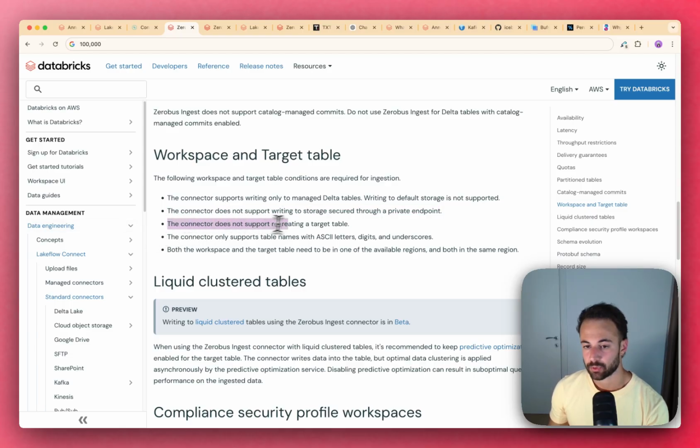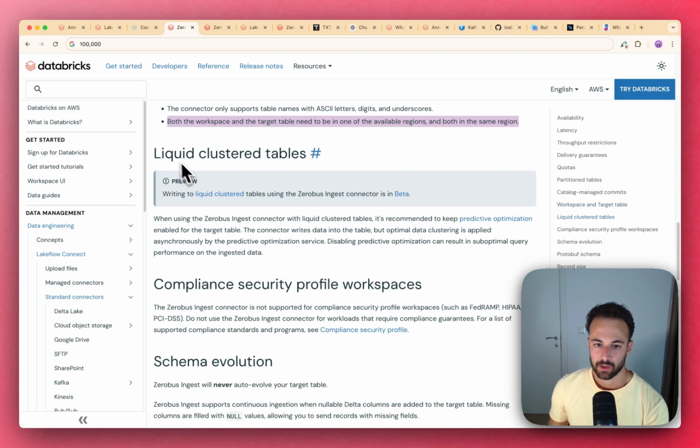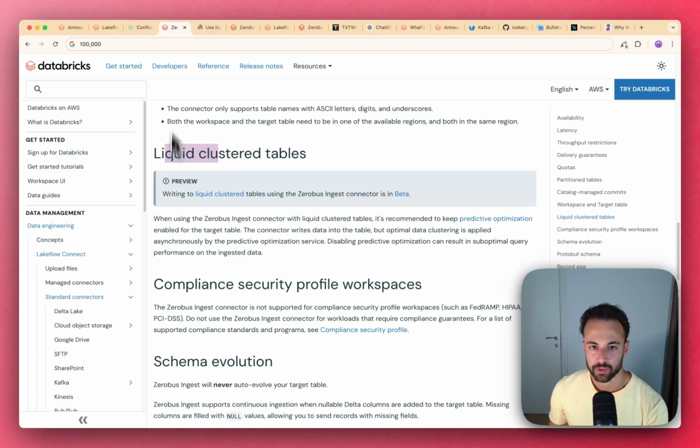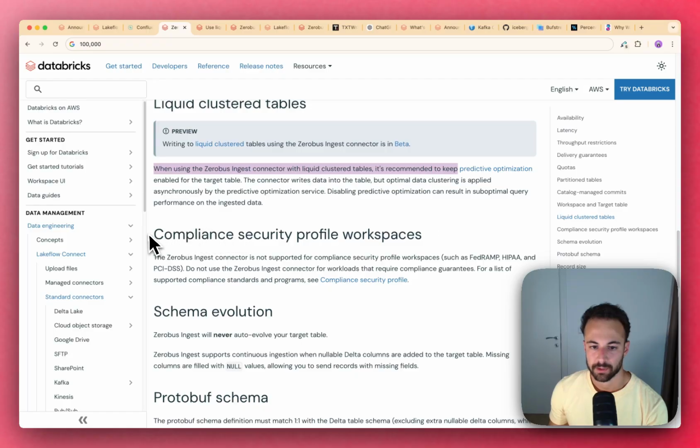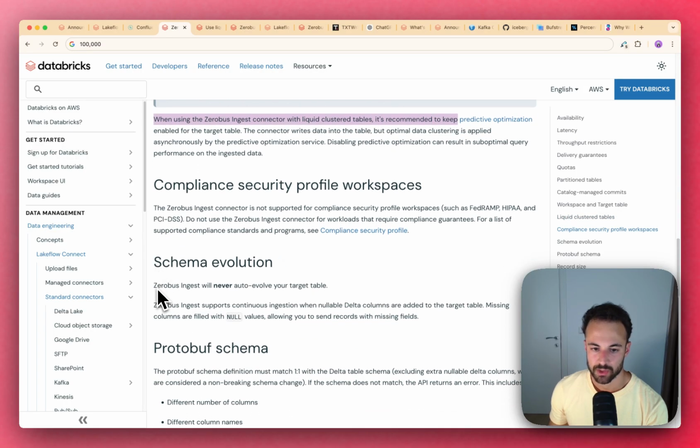The connector does not support recreating a target table. The connector supports table names with ASCII letters. Both the workspace and target table need to be in one of the available regions and both in the same region. Sure. There's a preview for liquid cluster tables, which honestly I don't even know what this is. When using Zerobus ingest connector with liquid tables, it's recommended to keep predictive, and so on. Compliance. Schema evolution is interesting. Zerobus ingest will never auto-evolve your target table.